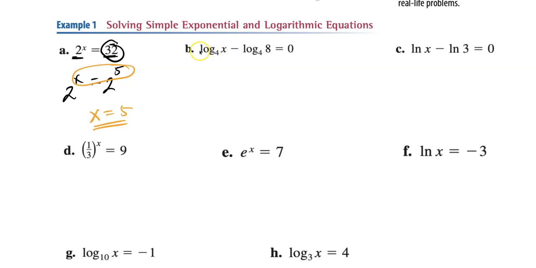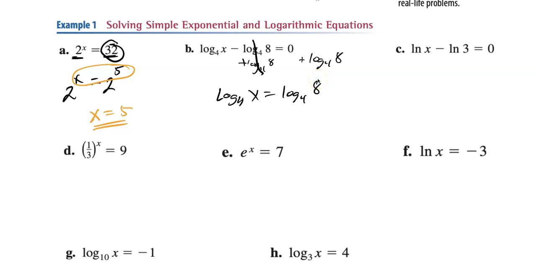The next one here, I have log base 4 of x minus log base 4 of 8. Well, it's a minus, so I'm going to add this over. It's not the only way to do this, but it's the simplest. These cancel. You get log base 4 of x equals log base 4 of 8. And now, these logs, you can just solve: x equals 8.